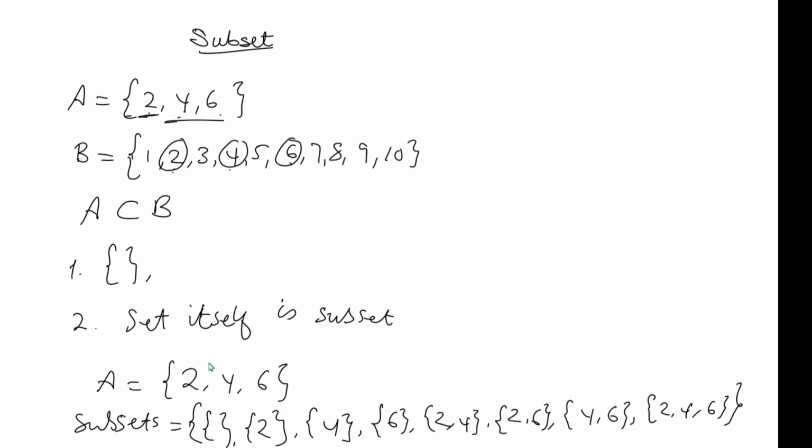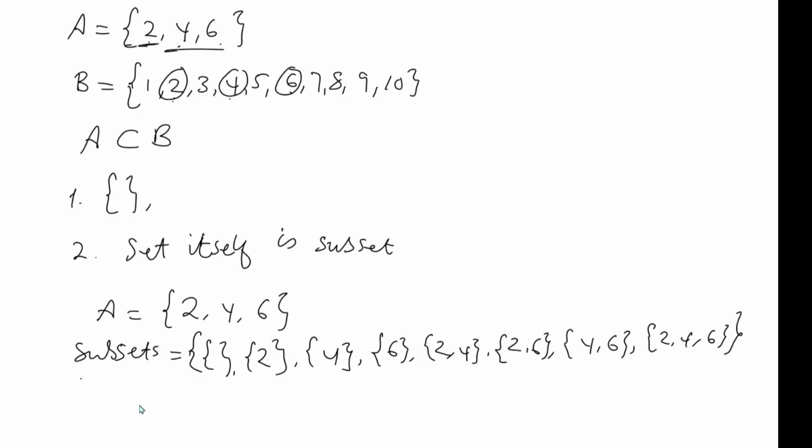So we have the two important properties of subsets here: the empty set and the set itself. In all, how many subsets does set A produce? 1, 2, 3, 4, 5, 6, 7, 8. So the number of subsets of set A is equal to 8, which we call the power set of A.